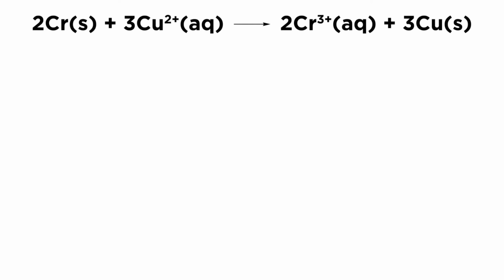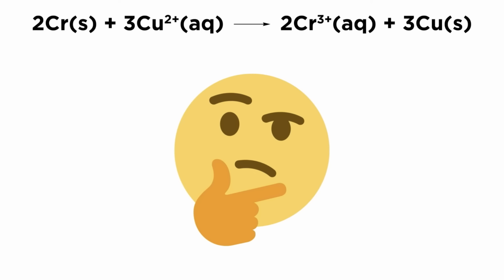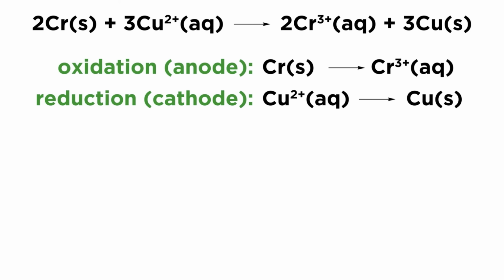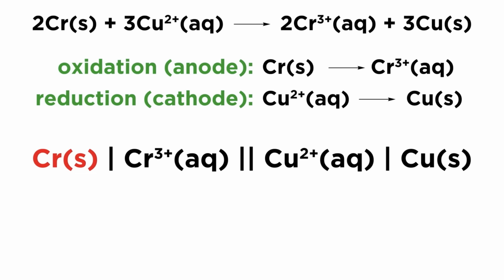Let's try one just to make sure we can write in cell notation. Here is a redox reaction. What is the cell notation that describes the galvanic cell that utilizes this redox reaction? Well, first let's recognize that this would be the oxidation half reaction, and therefore this is the anode. This is the reduction half reaction, hence this will be the cathode. So let's use the simplest form of these half reactions to construct the cell notation. We have the chromium anode, the anode solution, and on the other side of the salt bridge there's the cathode solution and the copper cathode.